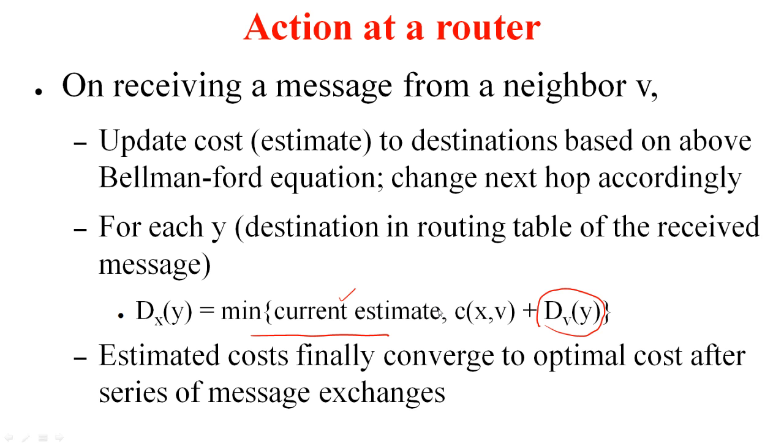Then what it does is it adds the cost of reaching the neighbor v, so that is cxv. So this is the total cost of x to y if it were to take the next hop as the neighbor v, and this it compares with its current estimate, and it will update the current estimate with the minimum of this value. So after this step, the current estimate will be equal to dxy. And as it keeps hearing from the neighbors, this estimate keeps on revising. The neighbors themselves are hearing from other neighbors, so finally, through this message exchange, it converges.